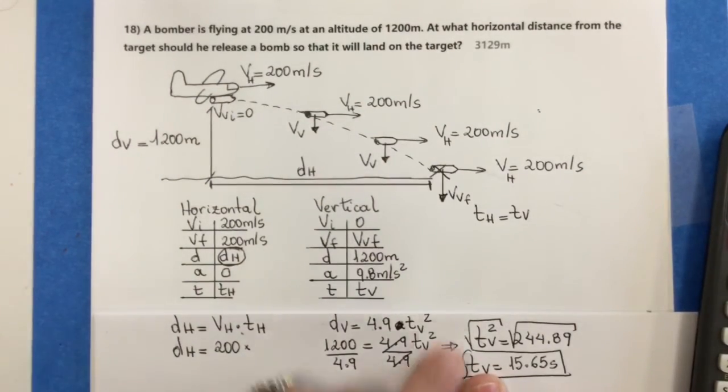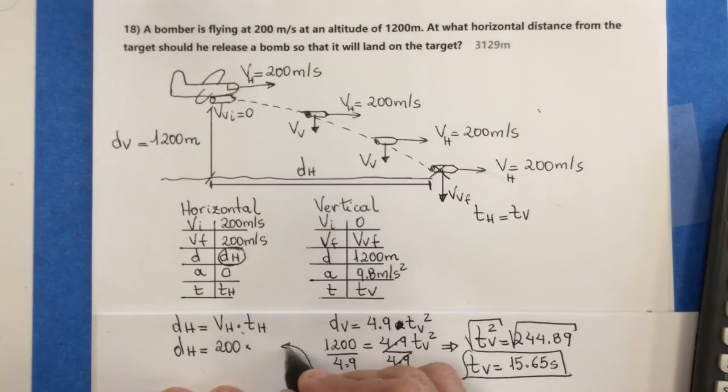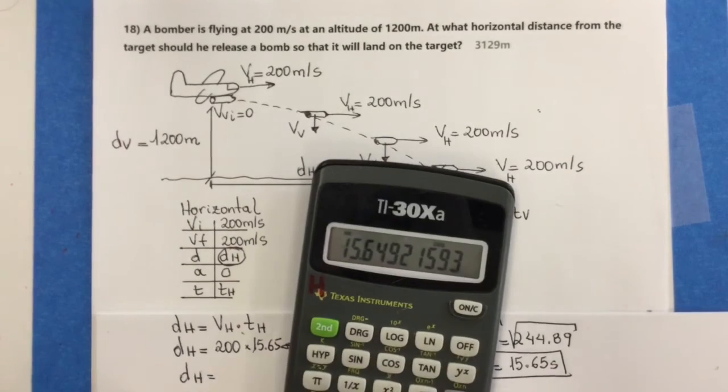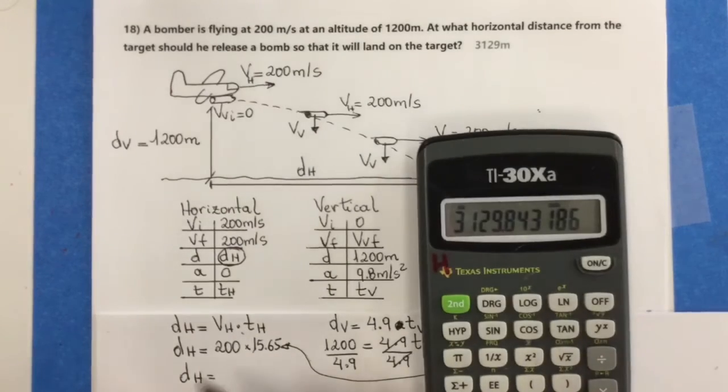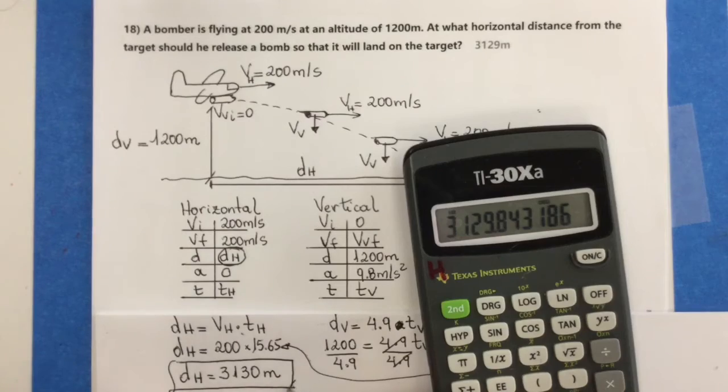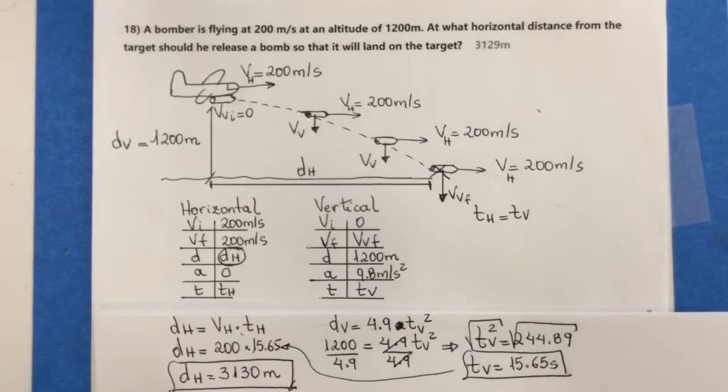Okay, so now that we have TV, because of this statement, we are going to replace TV right here where we have TH, which is 15.65. So our horizontal distance, I have here in my calculator, times 200 is, rounding, 3,130. And that's my final answer. And that's what the problem is looking for.